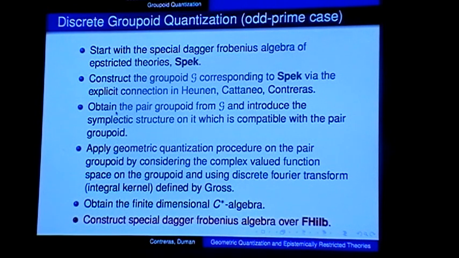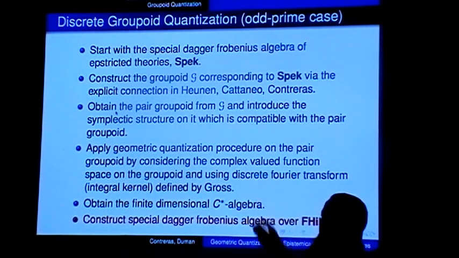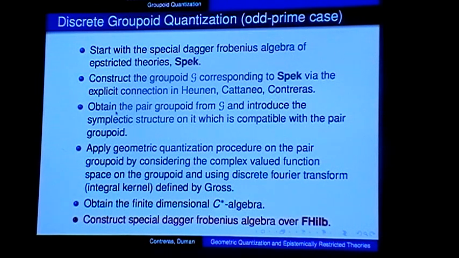From this groupoid, we get the pair groupoid. That introduces the symplectic structure, which is compatible with the pair groupoid. On this pair groupoid, we apply the geometric quantization procedure in the discrete case. So we consider the complex-valued function space on the groupoid, and use the discrete Fourier transform defined by Gross. So at the end we will obtain again a C-star algebra, a finite dimensional C-star algebra.